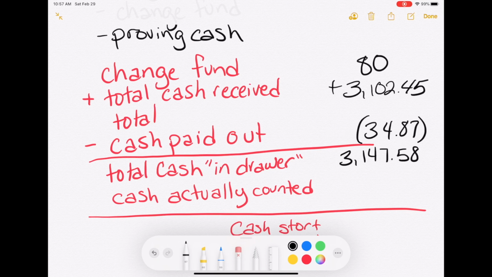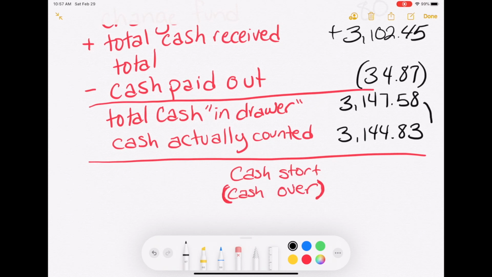When she totaled out her drawer, what was actually there was $3,144.83. So if we compare these two numbers, there should have been $47, but there was only $44. Therefore, we are cash short by $2.75 short. Okay.